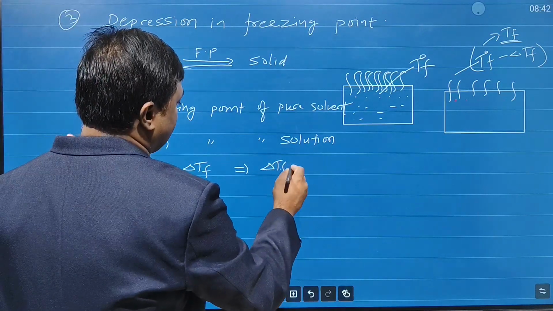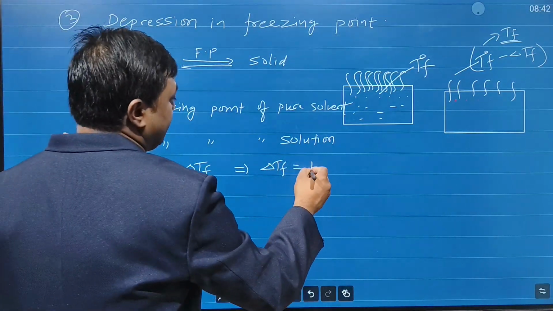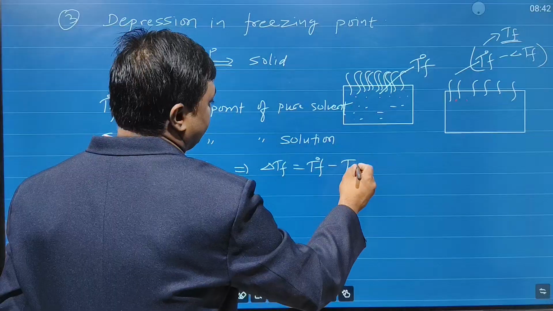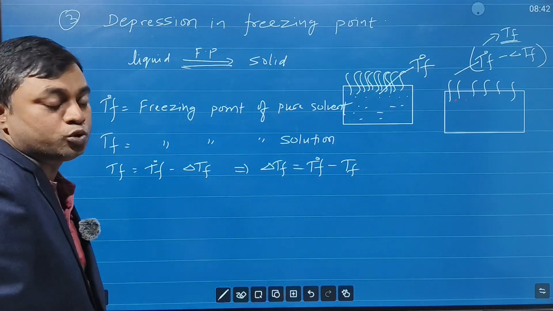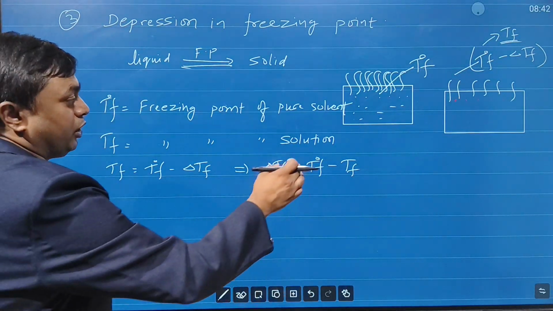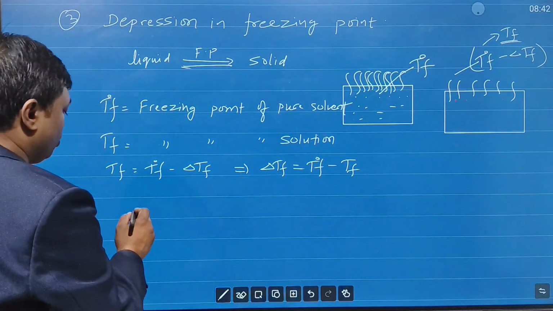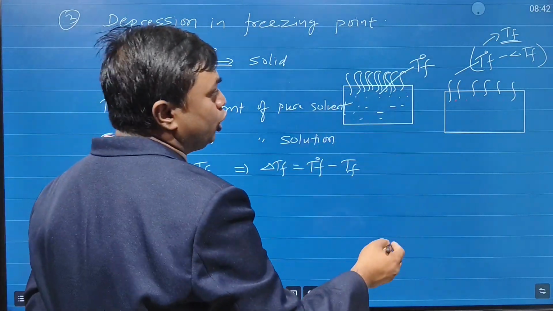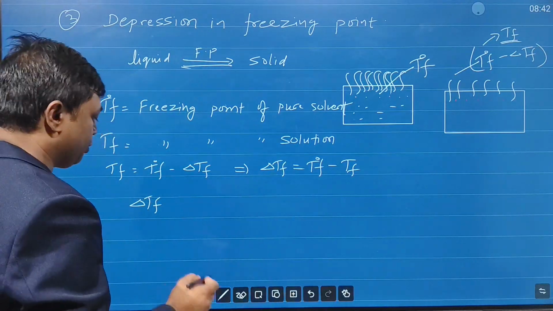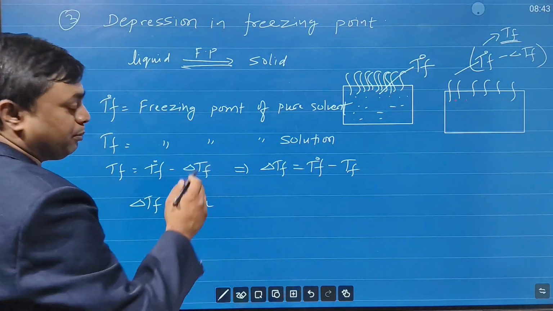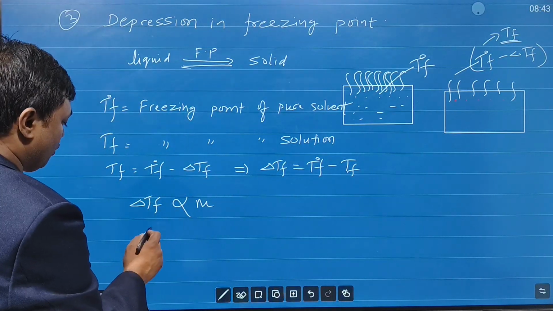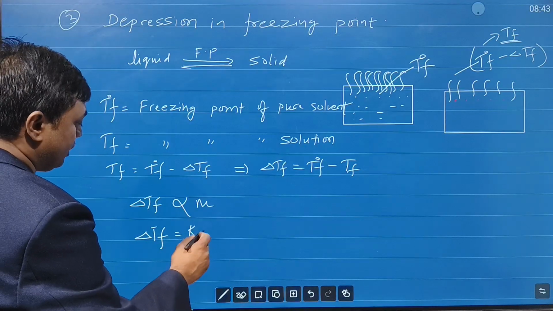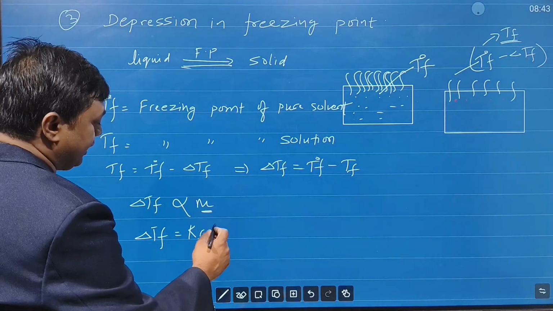So we can write delta Tf is nothing but Tf degree minus Tf: freezing point of pure solvent minus freezing point of solution. Am I clear? Now the depression in freezing point, delta Tf, depends upon the solute which we are adding, so it is a colligative property. So can we write it is directly proportional to the molality, or delta Tf is equal to Kf into molality. What is molality?